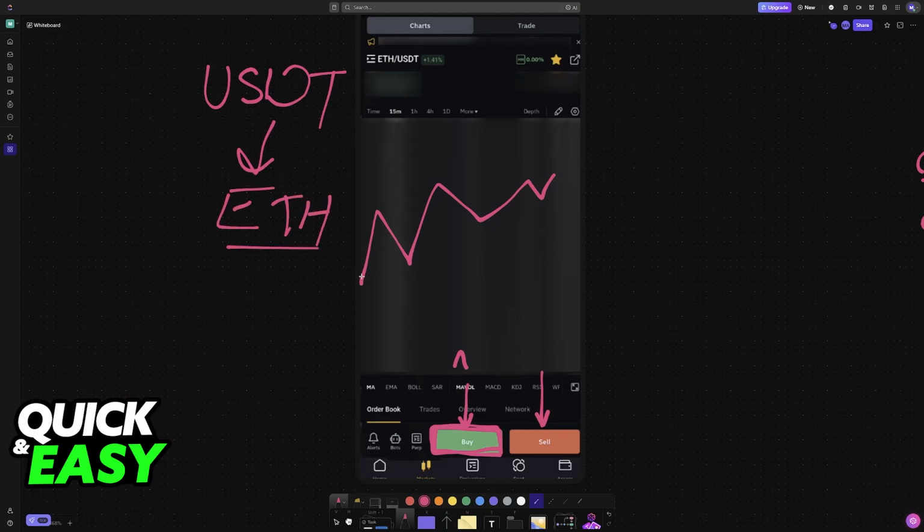I hope I was able to help you on how to convert USDT to Ethereum on Bybit.